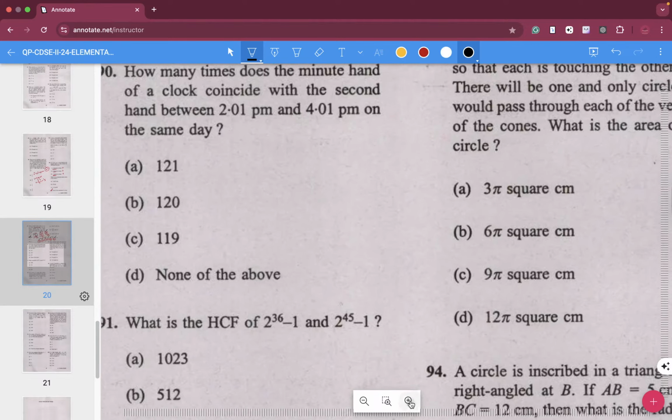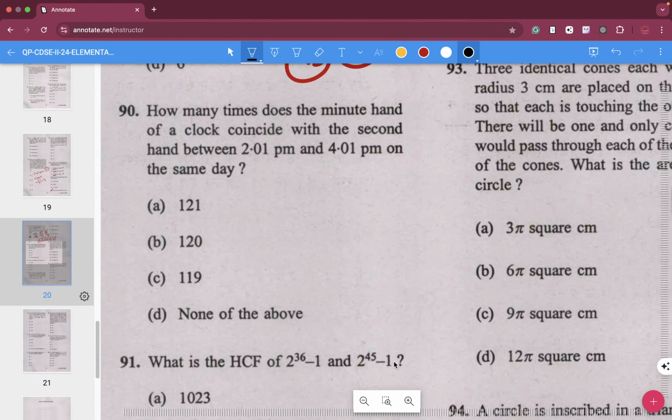Now let's look at this. The first glance of this question will shake you up. How many times does the minute hand of a clock coincide with the second hand between the times 2:01 and 4:01? Imagine a clock.